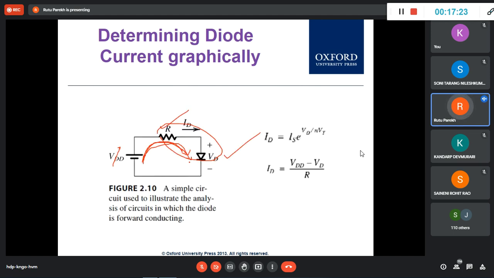Now we have to find out I. There are two ways of doing this. One is equations by mathematics. But if you understand, then you apply mathematics.